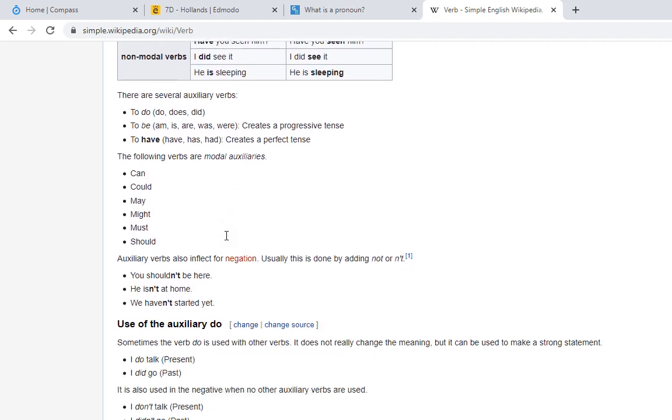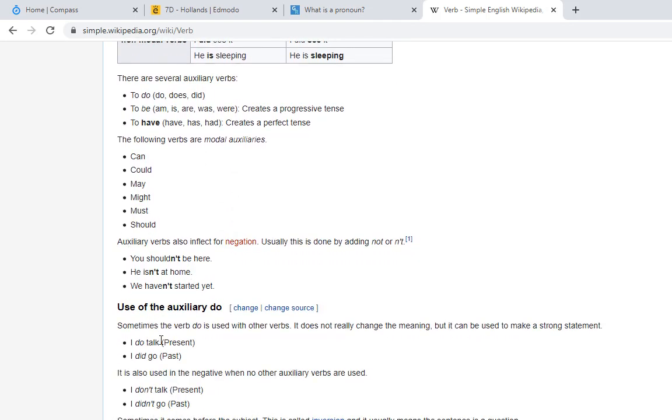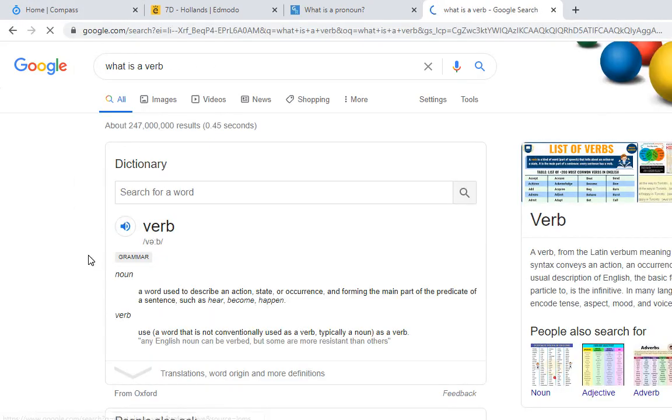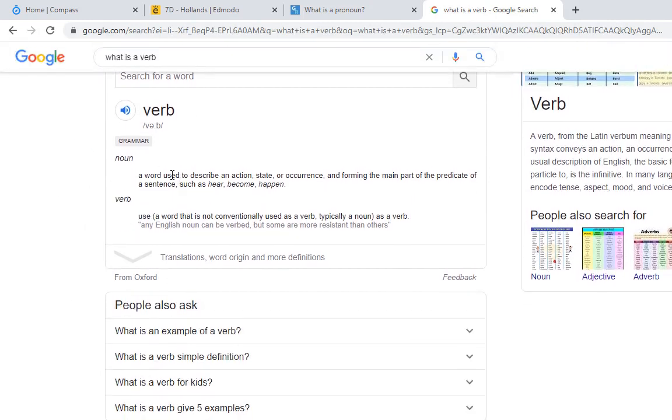So we've got some examples here, but we've got a lot of these really big extra words like auxiliary, negation, modal auxiliaries. We're getting a bit too deep into the research here, so Wikipedia's not really helping me at the moment. So let's just see what we get when we get a definition. A word used to describe an action, state, or occurrence, and forming the main part of the predicate of a sentence, such as hear, become, happen. Okay, so predicate is not a helpful word to me, but describing an action, state, or occurrence, I can deal with that. Okay, so an action is something happening.